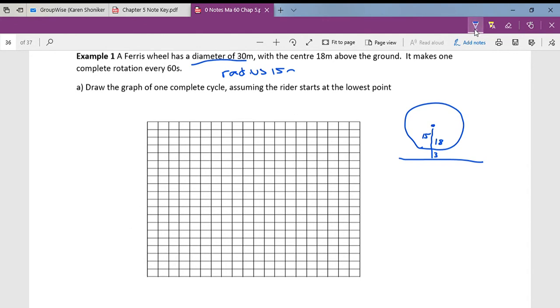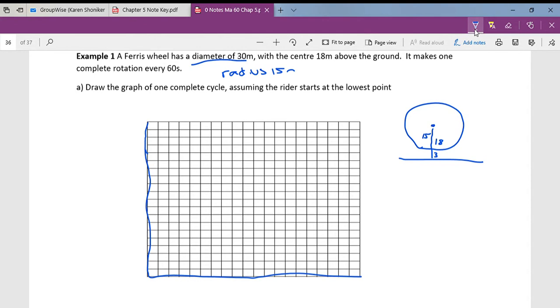So if we put an axis down here, and then we go across here. So what we're going to look at is it being 3 meters from the ground with a diameter of 30. So the highest it's going to go is 33 meters. And we're going to figure out what scale we should use.